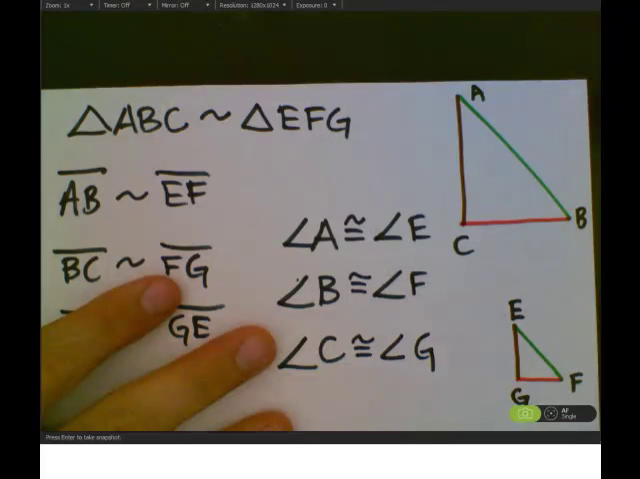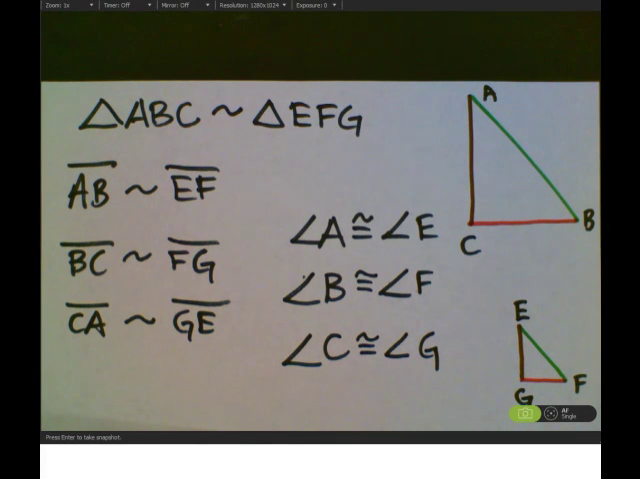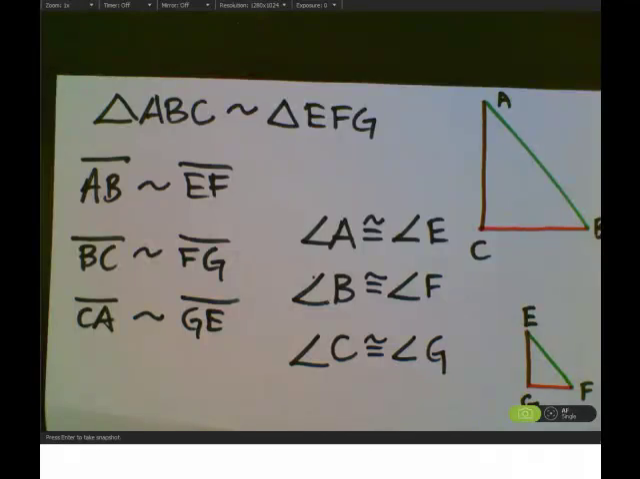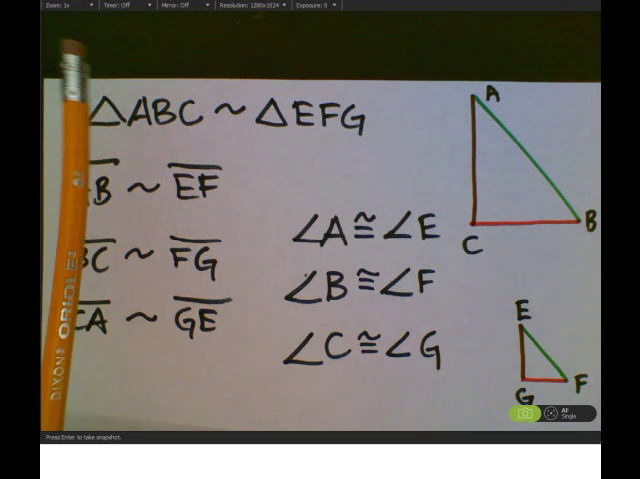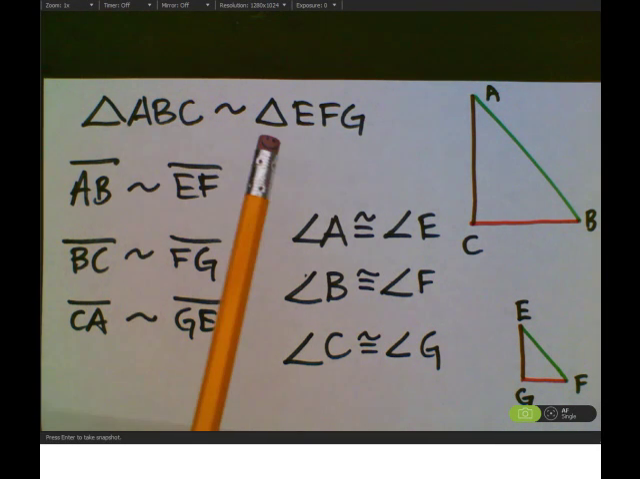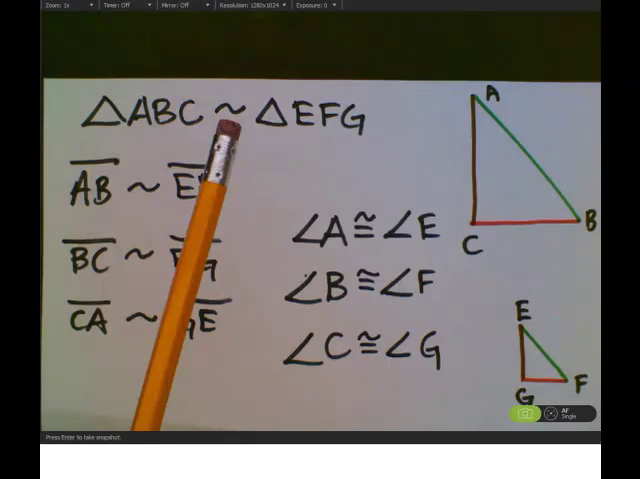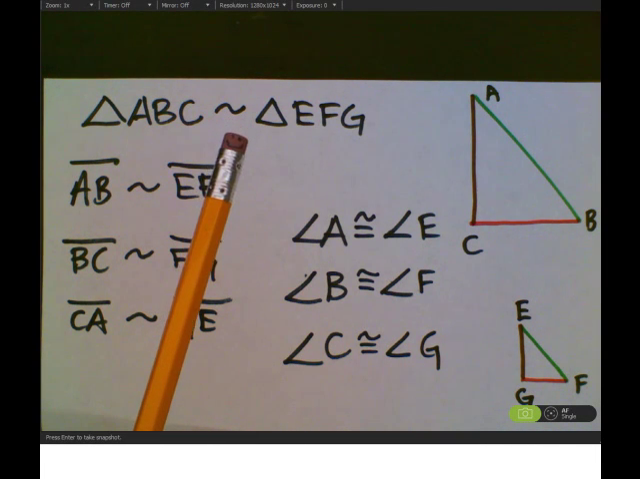If we were to instead write this as a similarity, here we can see two similar triangles, right? ABC, and again EFG, and we have our statement up here. ABC is similar to EFG. See, there's that similar figure, the little squiggly line.